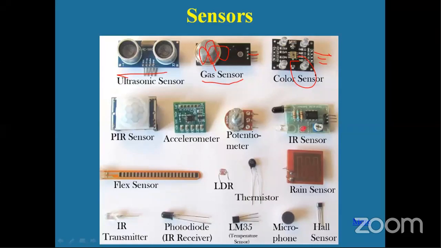I will just very quickly explain to you. Ultrasonic sensor, I told you it is for distance. Gas sensor for detecting gas. Color sensor to detect color. Then you have a PIR sensor. PIR sensor is used for detecting motion in your room. For safety, security, people use that.